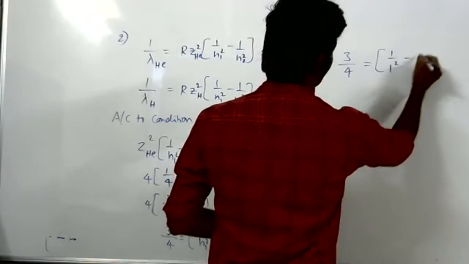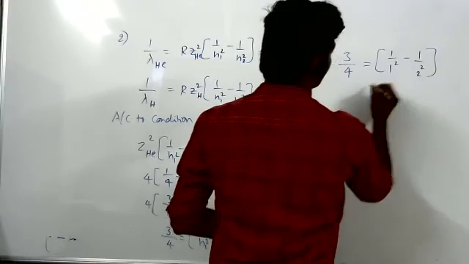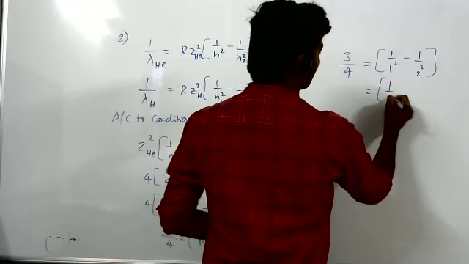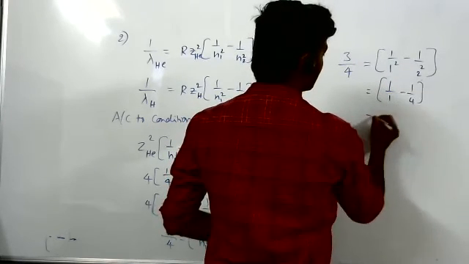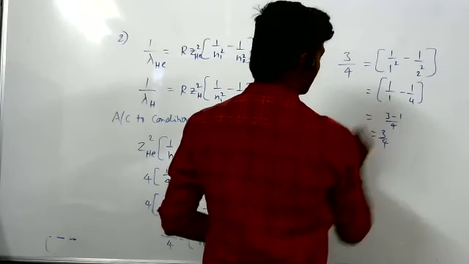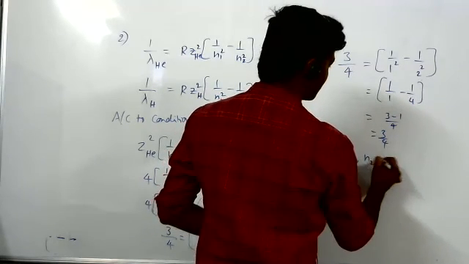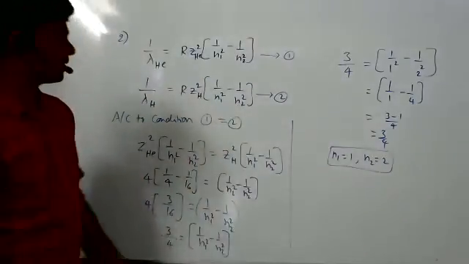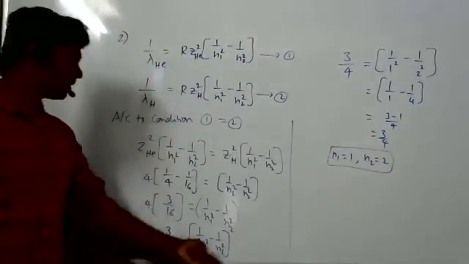One by 1 square minus 1 by 2 square. So you will get same values. On 3 by 4 you can get value 1 by 4. Yeah, 3 by 4 you can get. So now N1 is equal to 1, N2 is equal to 2. So no need this one, directly write N1 equal to 1, N2 is equal to 2.